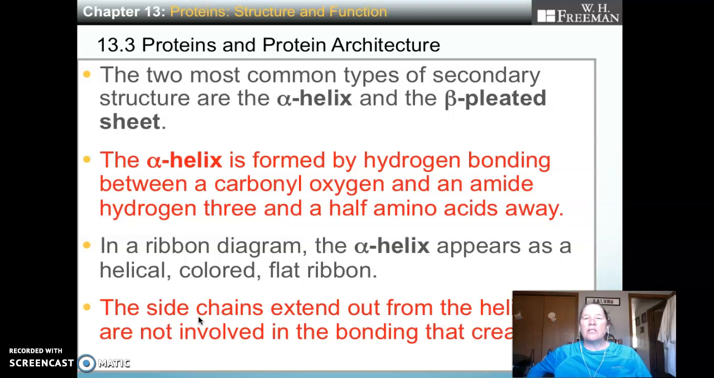All right, the side chains are going to extend off of the helix. They're not involved in the bonding that creates it. So again, that's something different. But when you're looking at the secondary level of protein, is it either pleated or helix? And again, that's how the hydrogen bonds and the carbonyl groups between them form.